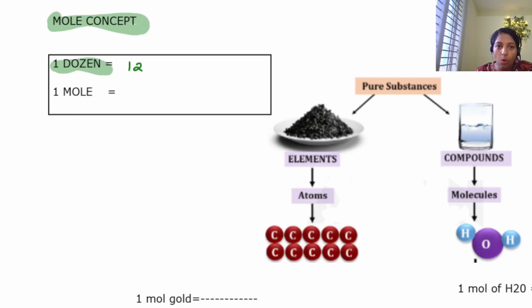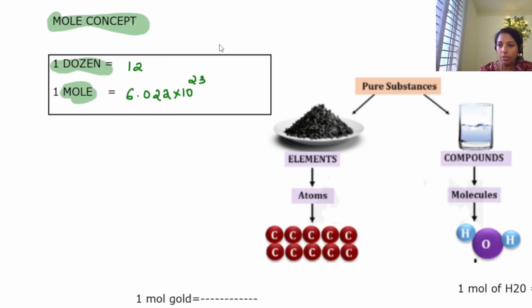In a similar way, mole is also used to represent a number, which is called the Avogadro number. What is the number? Yes, 6.022 times 10 to the power of 23. This is that number. This huge number is represented by the word mole. Like dozen represents 12, mole means just this number only.